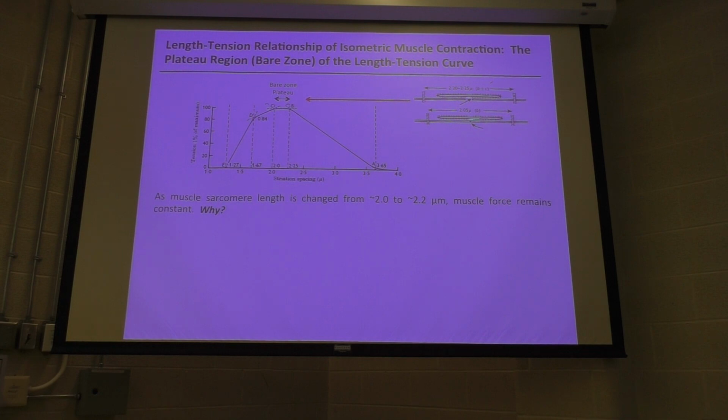Alright? So between 2.2 and 2.25 microns of sarcomere length, you're going to have the same maximal force interaction. Does that make sense? Yeah? Okay. So you're limited by this bare region.